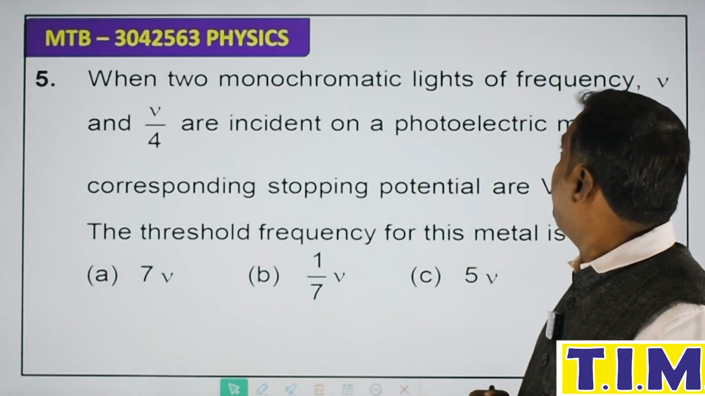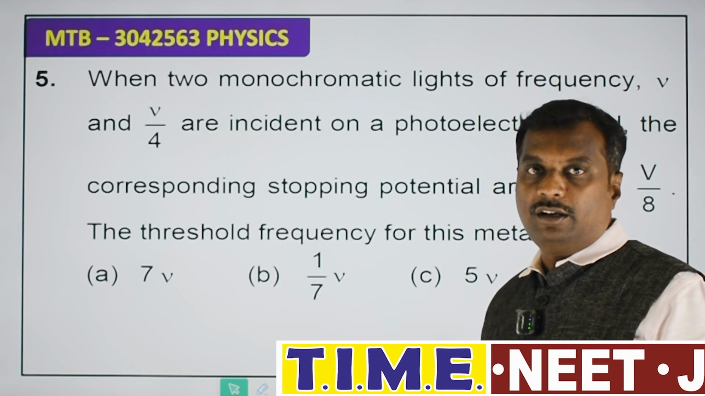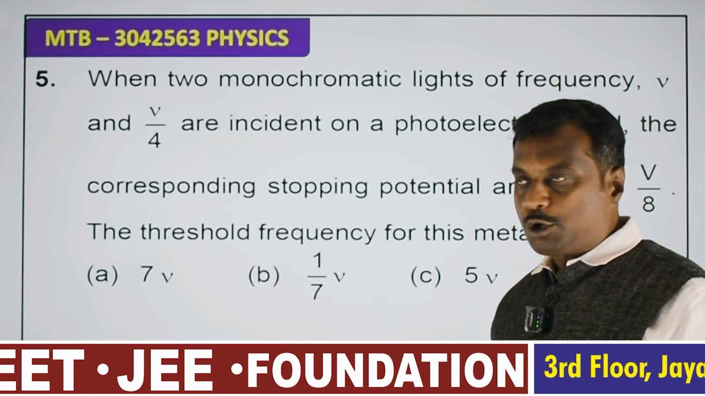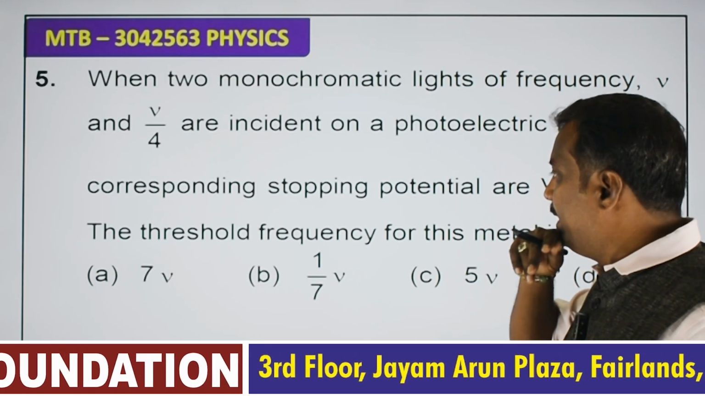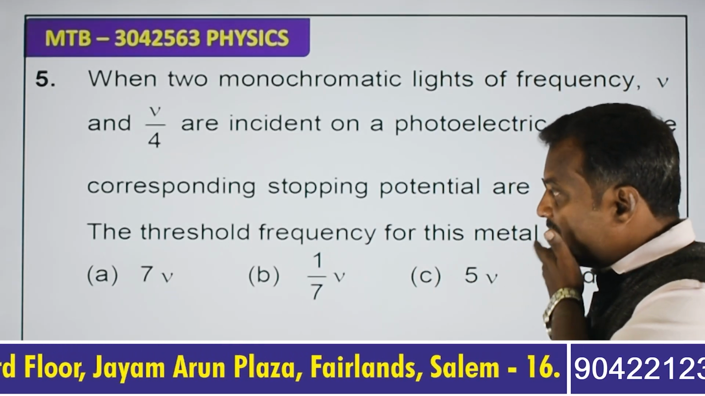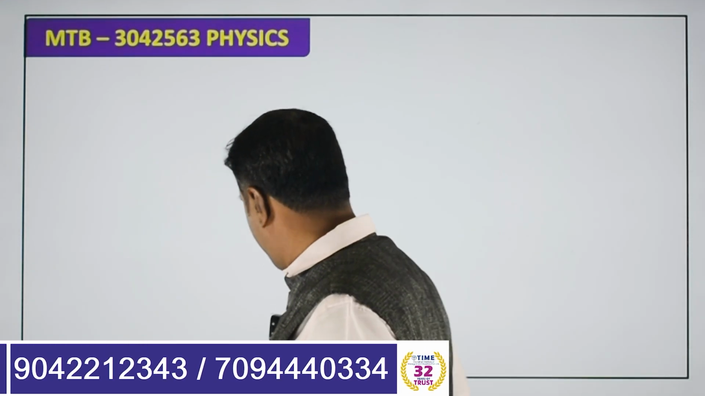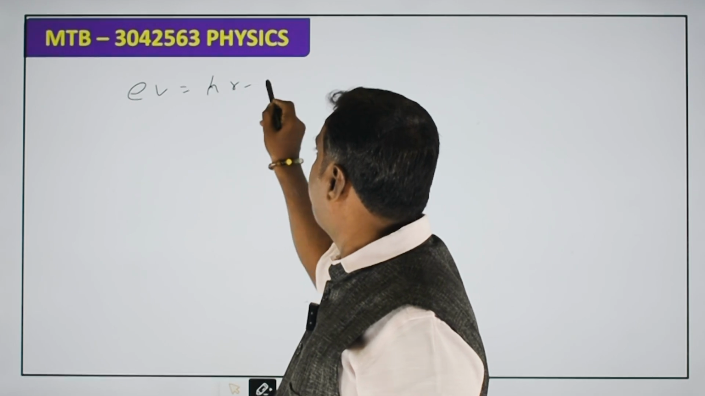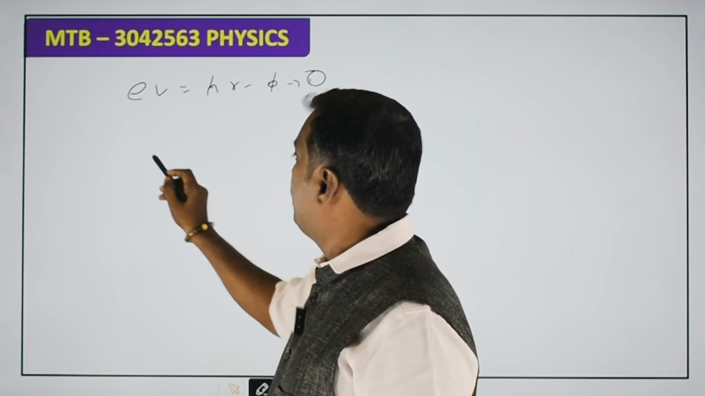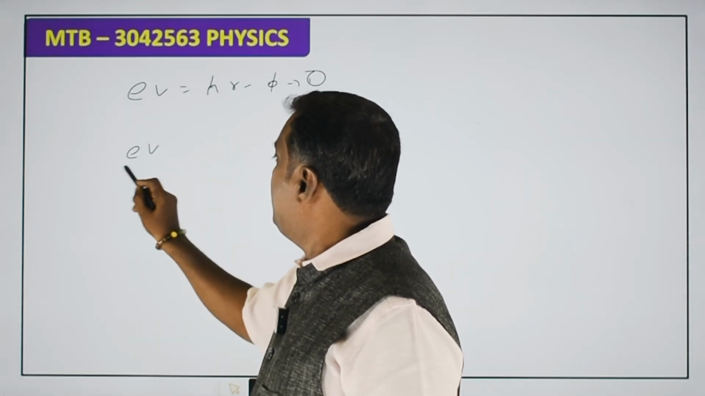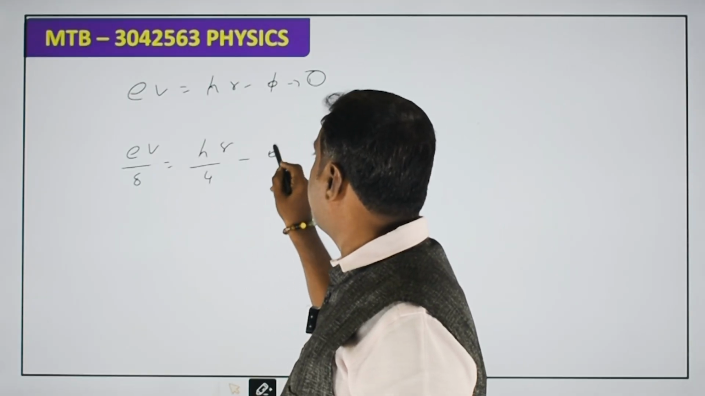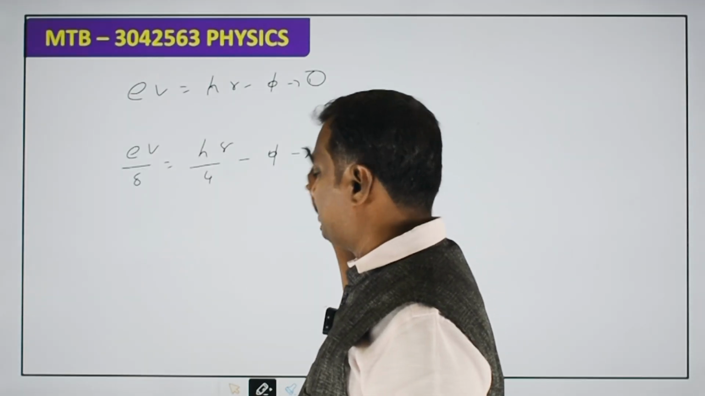When two monochromatic lights of frequency nu and nu by 4 are incident on a photoelectric metal, the corresponding stopping potentials are V and V by 8. The threshold frequency of this metal is what they have asked. Let's go to the first case. So what we do is EV is equal to H nu minus phi. This is my equation 1. In the second case, EV by 8 is equal to H nu by 4 minus phi. This is my second equation, right?